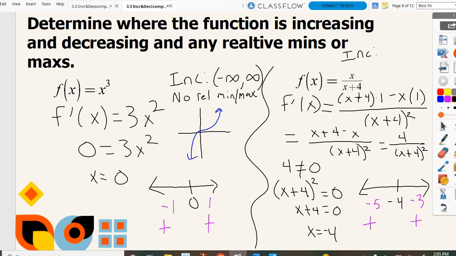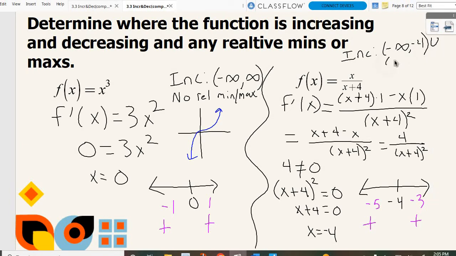However, if I plug -4 back in here, what happens? It breaks. Bad. The world explodes. Okay? So I'm increasing from -infinity to -4, union -4 to infinity. Because it's not a hole, it's an asymptote.